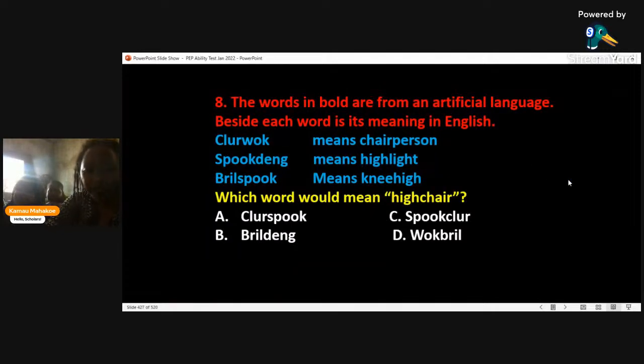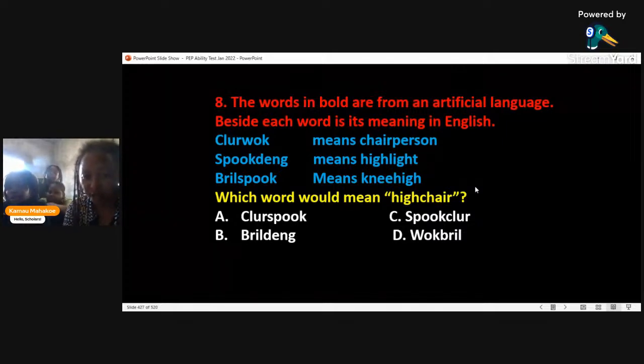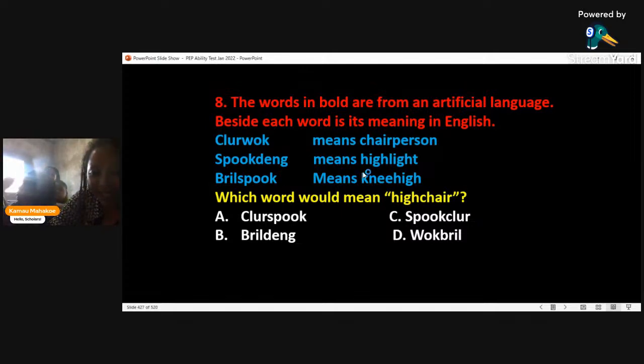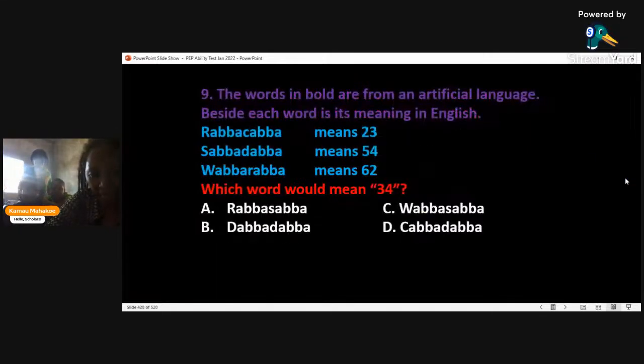All right, so the words in bold are from an artificial language. So clerwalk means chairperson, spook then means highlight, I love this, and brill spook means knee high. So which word would mean high chair? Spook clor, right? Sorry. Because spook means high and clor means chair. Everybody see that? Yes. All right.